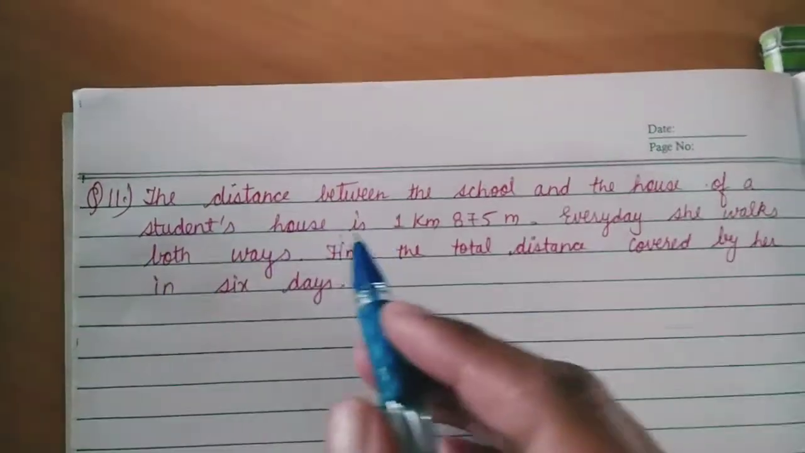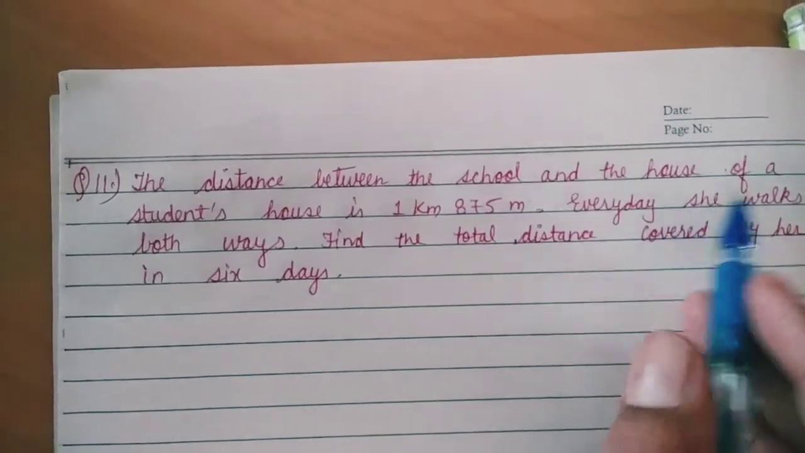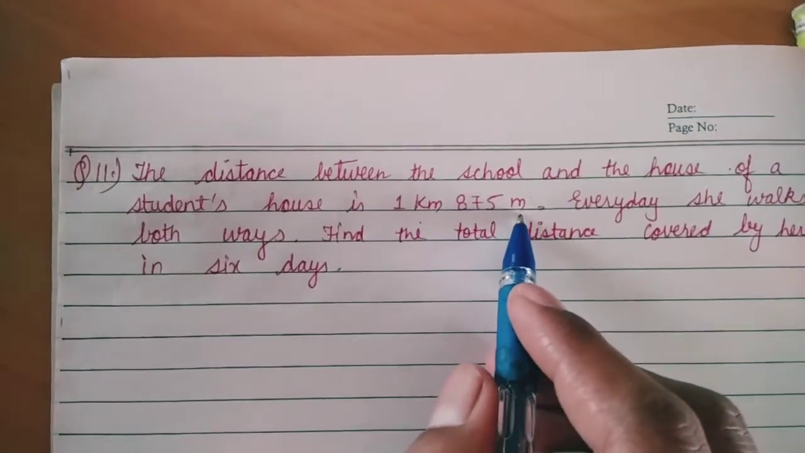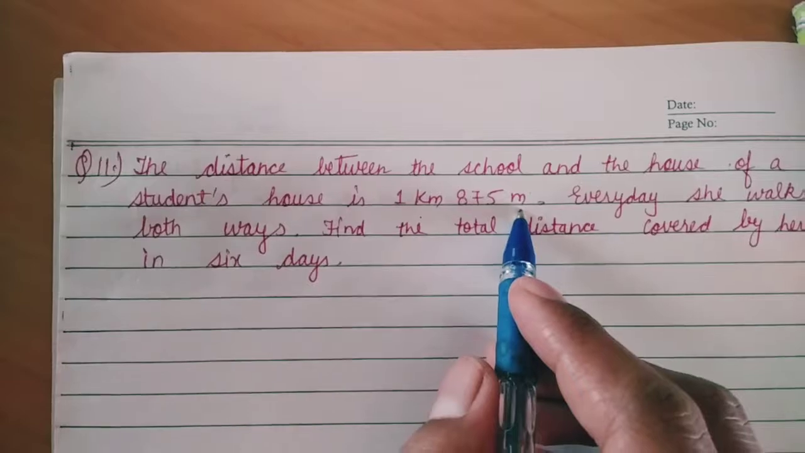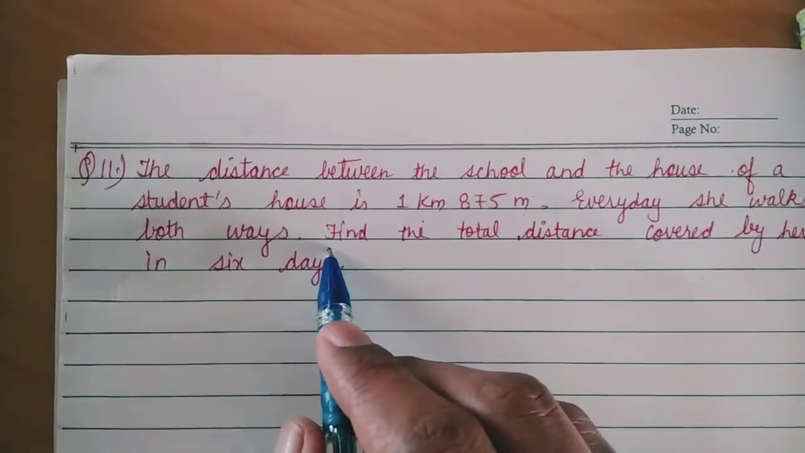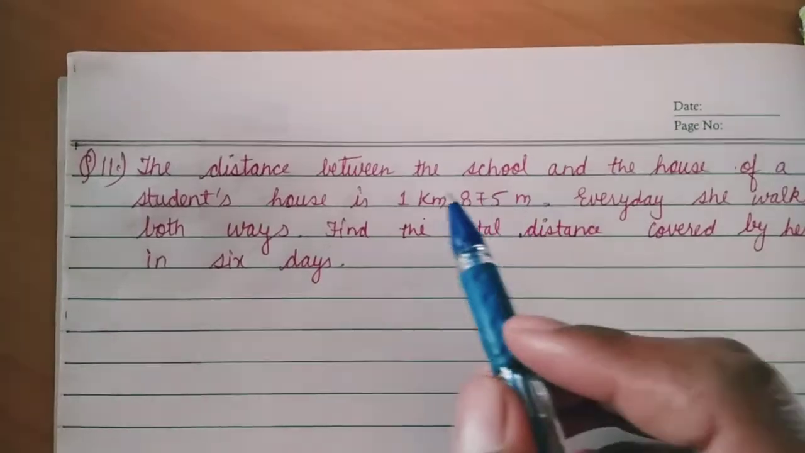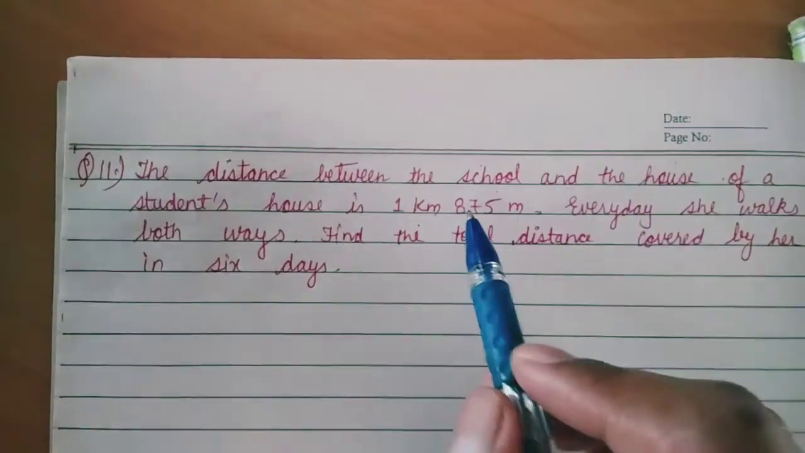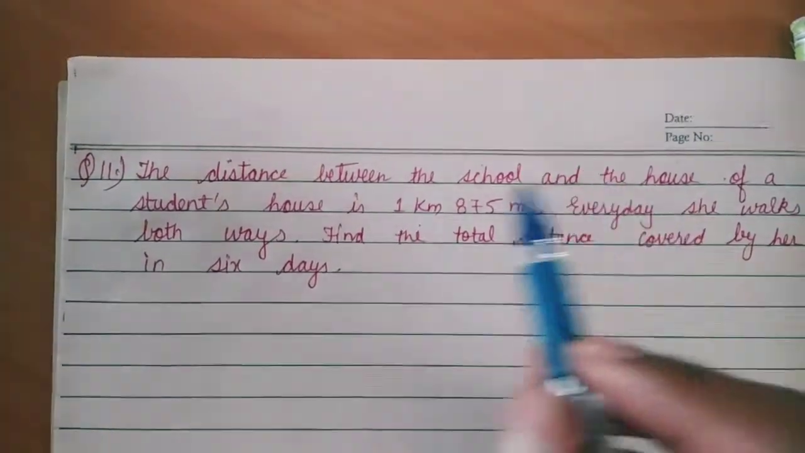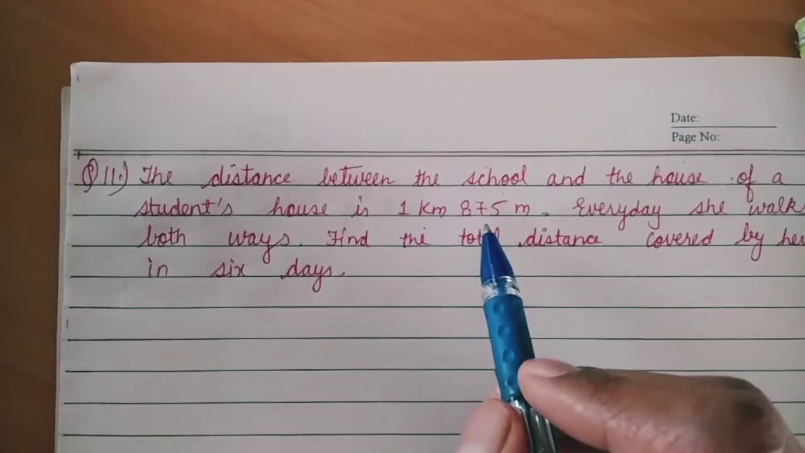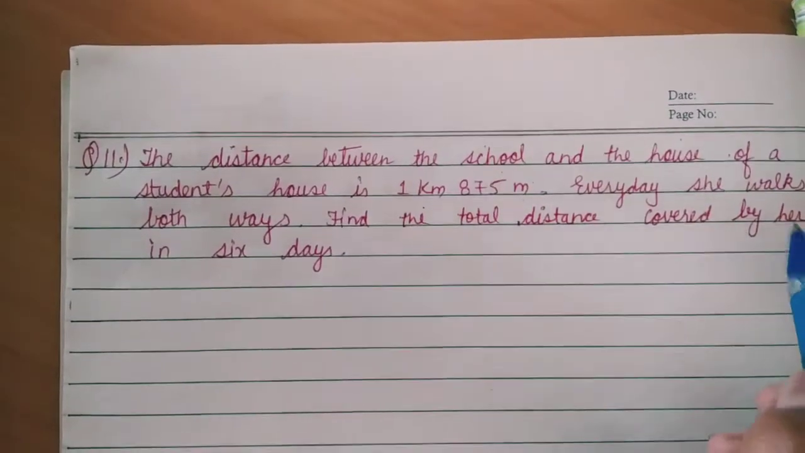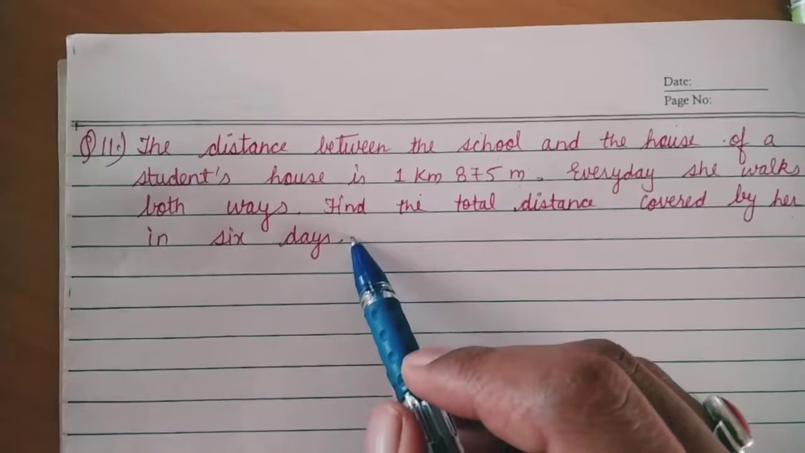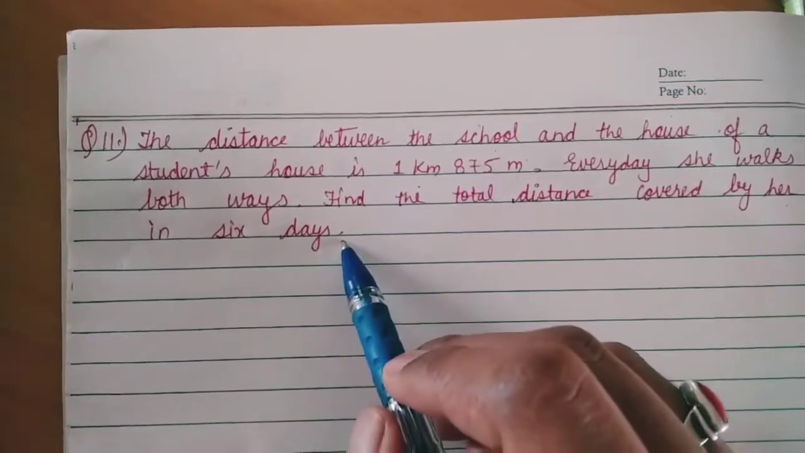Question number 11: the distance between the school and the house of a student is 1 kilometer 875 meter. Every day she walks both ways. One time the student goes from house to school, then school to house, so the same distance in both ways. Find the total distance covered by her in 6 days. What we need to find out? We need to find the total distance that the student is covering in 6 days.